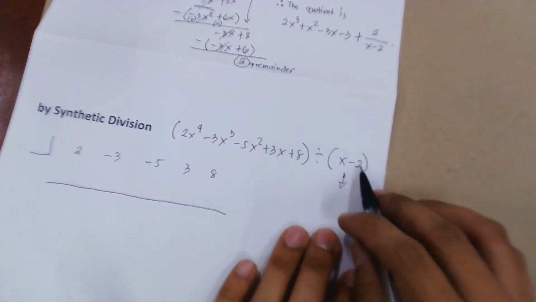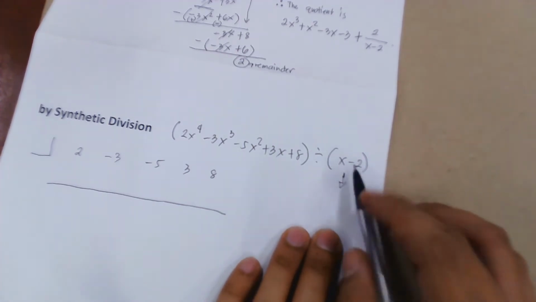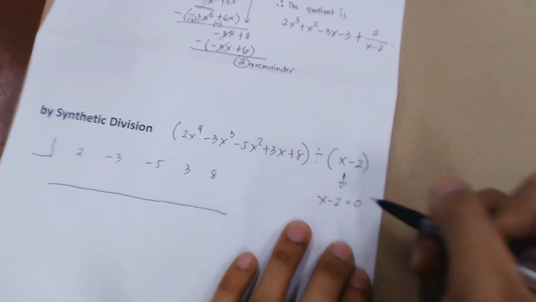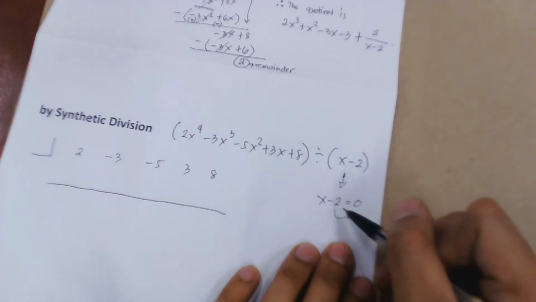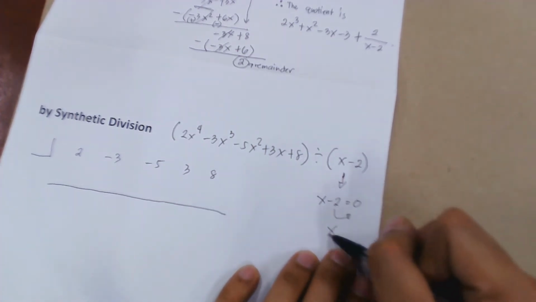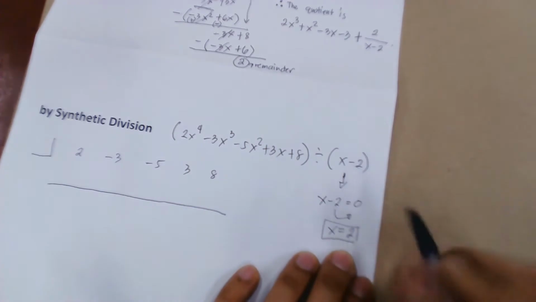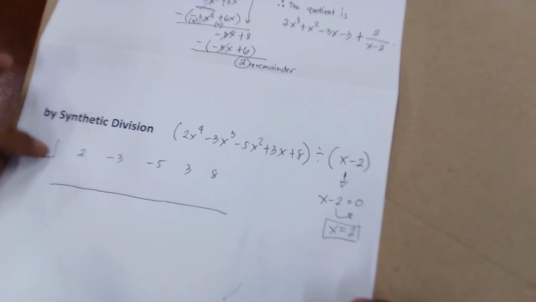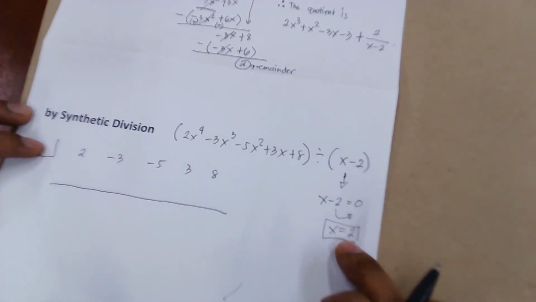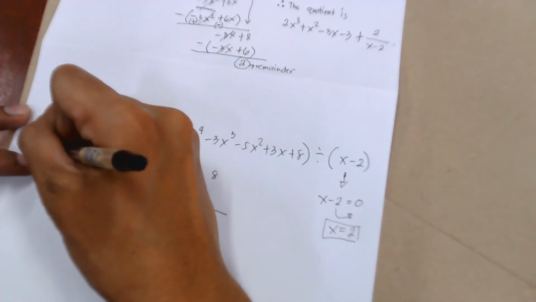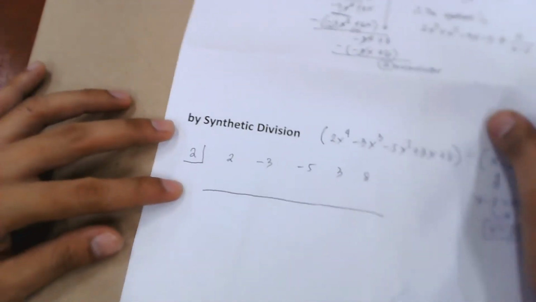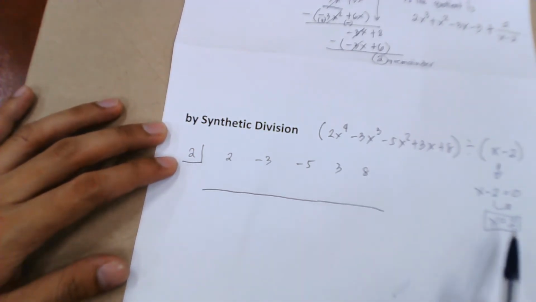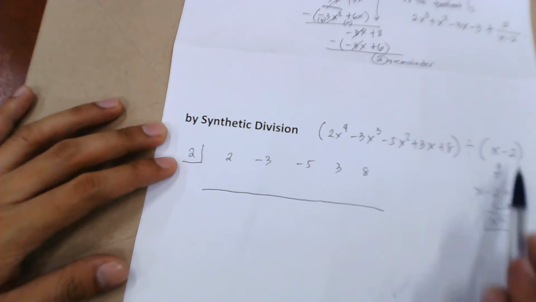Now, how about the divisor? So x minus 2. Let's try to find the value of x from x minus 2. So x minus 2 equals 0. So transpose negative 2 to the other side. That becomes positive 2. Okay? What we're going to write here is the value of x from the divisor, which is positive 2. Again, this positive 2 comes from the divisor.